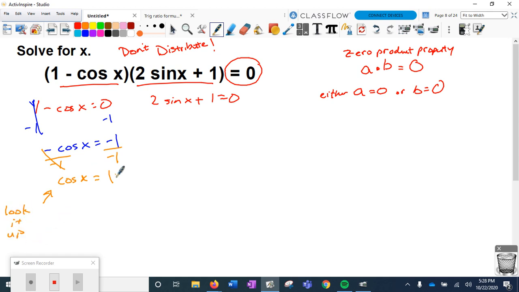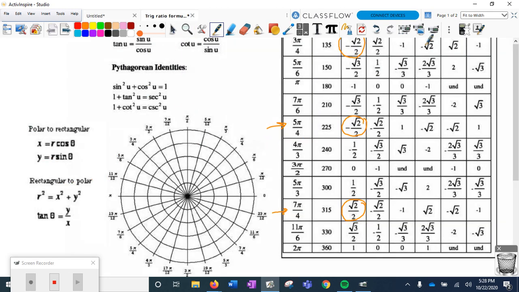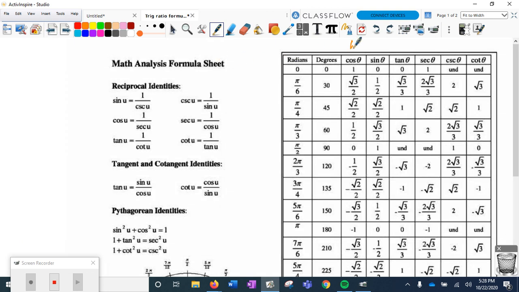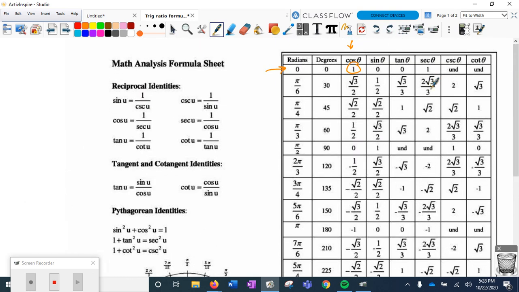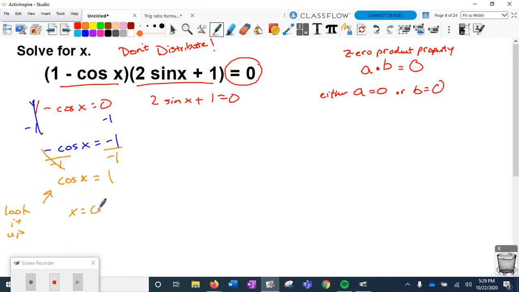When does cosine equal 1? Let's go look to our formula chart. We want to go back to our cosine, and now we want to find the 1. Well, there's 1 right away, so 0. Any others? We don't want negative 1. It just said cosine equals 1. So 0 and 2 pi. Well, isn't 2 pi the exact same thing as 0? Remember, 0 and 2 pi are the exact same thing. So I'm just going to put down x equals 0. You can put down 2 pi, but because it's really the same thing, I don't want to repeat it.